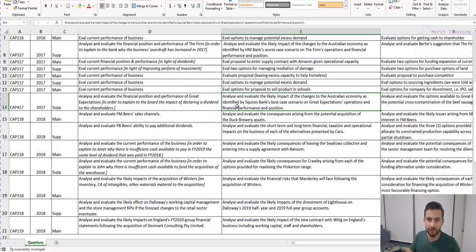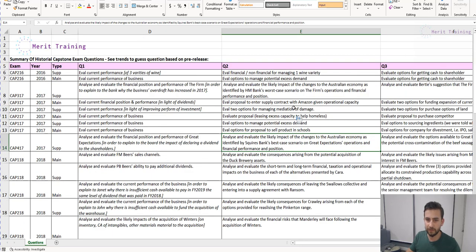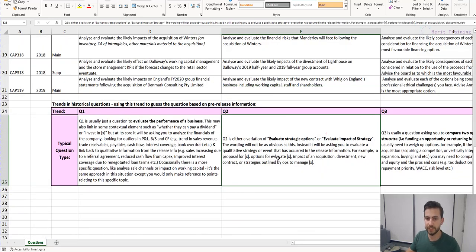There's a question here: analyze and evaluate the likely impact of the changes to the Australian economy as identified by the bank's best case scenario. There's another one here: evaluate the impact of the change in the economy identified by the bank's worst case scenario on the financial operations of the firm. So either way, the type of question is still an evaluate the impact of question, but we're just going to target it specifically to what it's talking about.